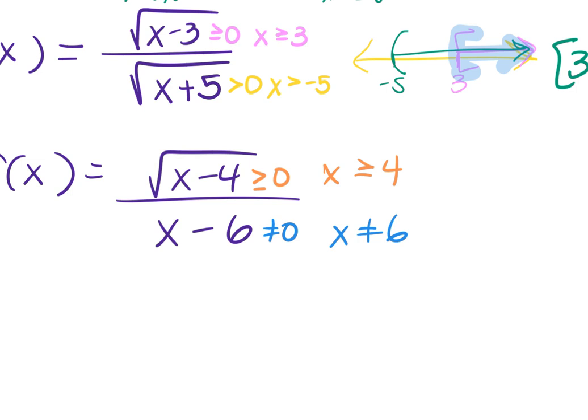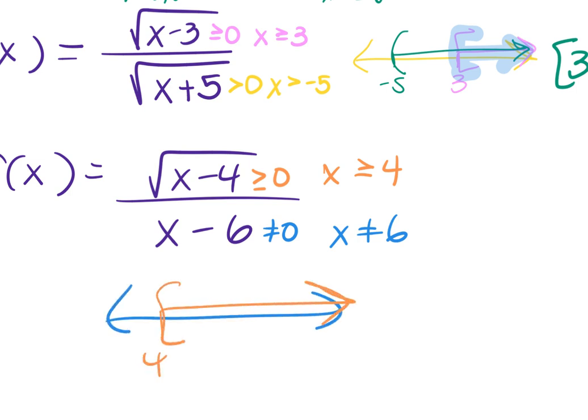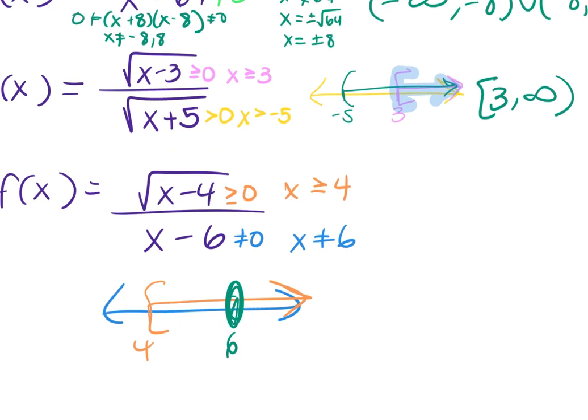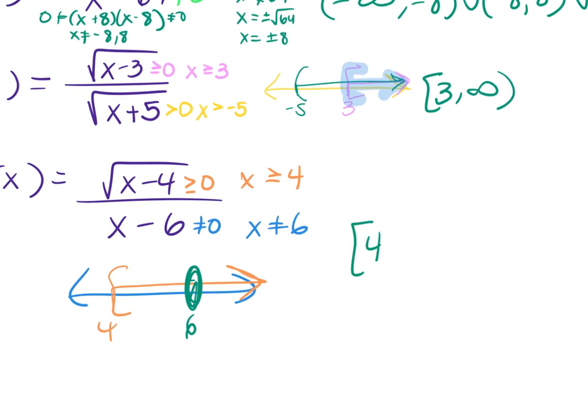So for my numerator, it would just be everything greater than or equal to 4. But in my denominator, it can't equal 6. So it stops at 6. Every time I get a not equal, I have to stop and start my interval notation. So it's going to go from 4 to 6, but it can't include 6, so it gets a parenthesis. And then I get a union, and I pick back up at 6, can't include it, so it gets a parenthesis, and it goes to positive infinity.